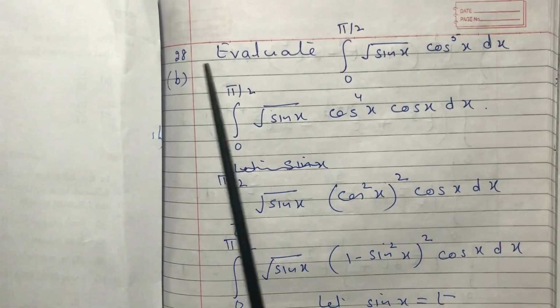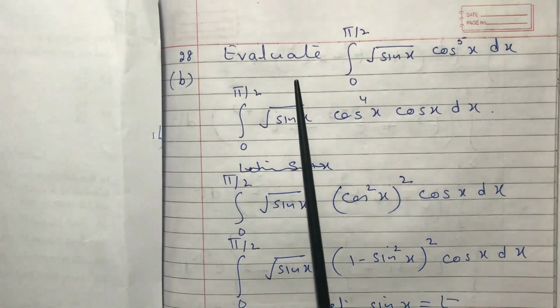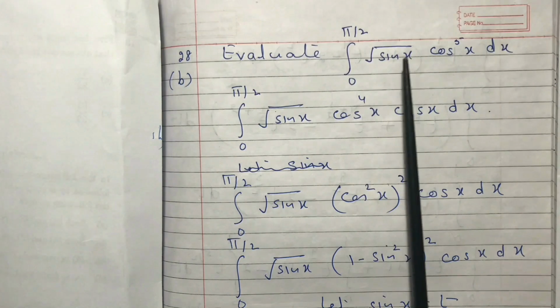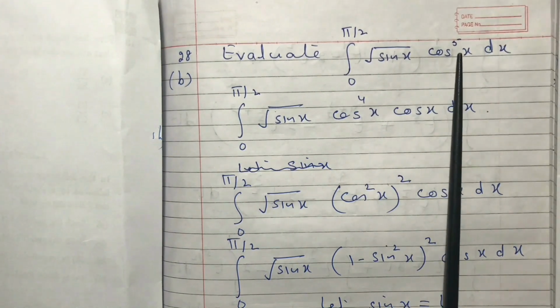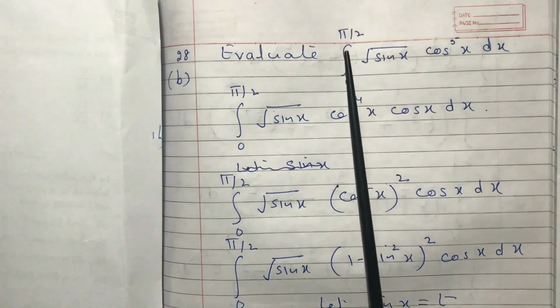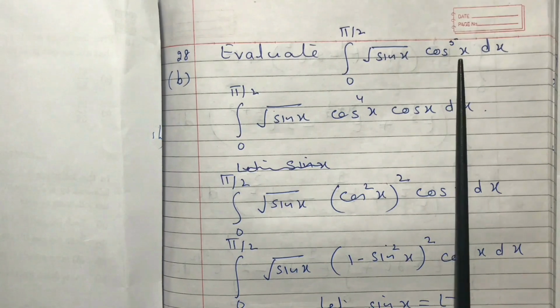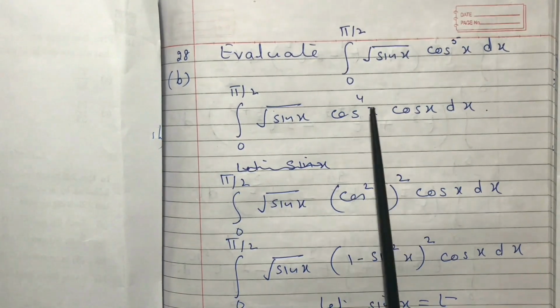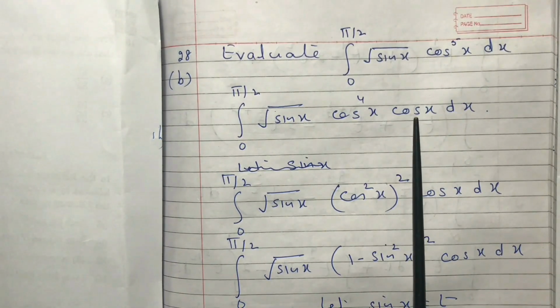Now this is question number 28 and it's the B part. Evaluate the integral of root sin x cos to the power 5 x dx from 0 to pi by 2. Now bifurcate cos to the power 5 x as cos to the power 4 x into cos x.